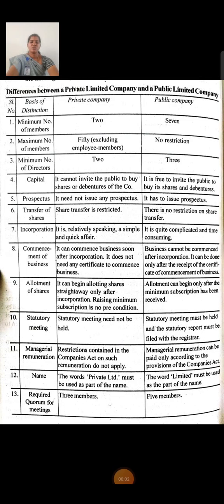Hi students, today we are going to discuss the difference between a private limited company and a public limited company.